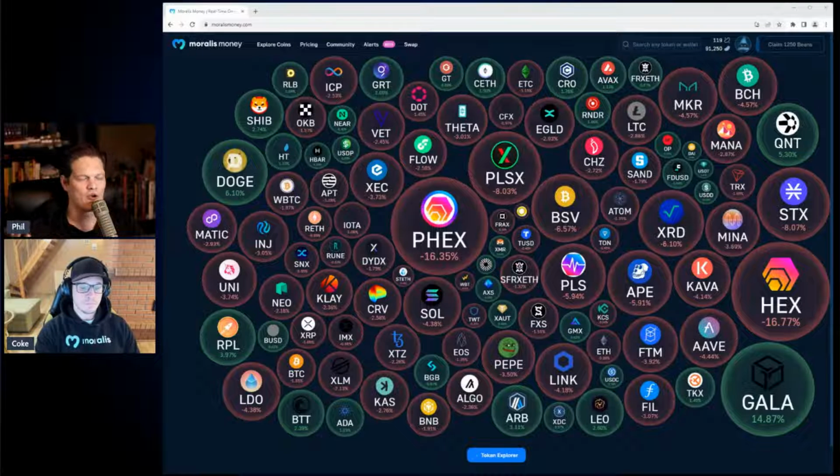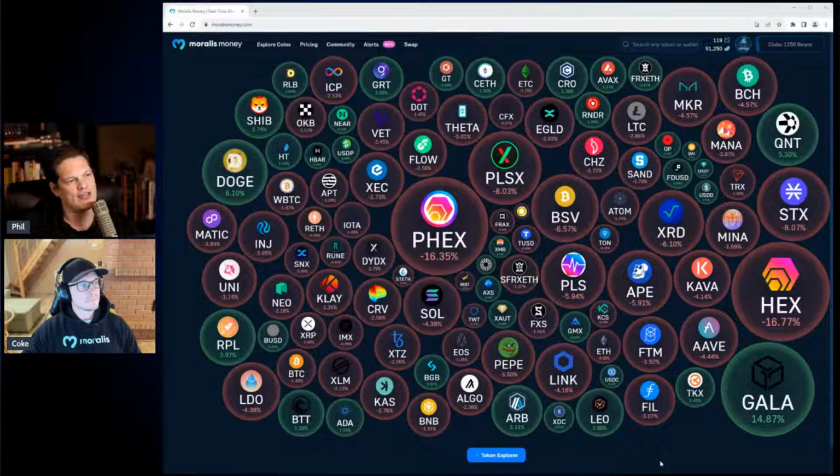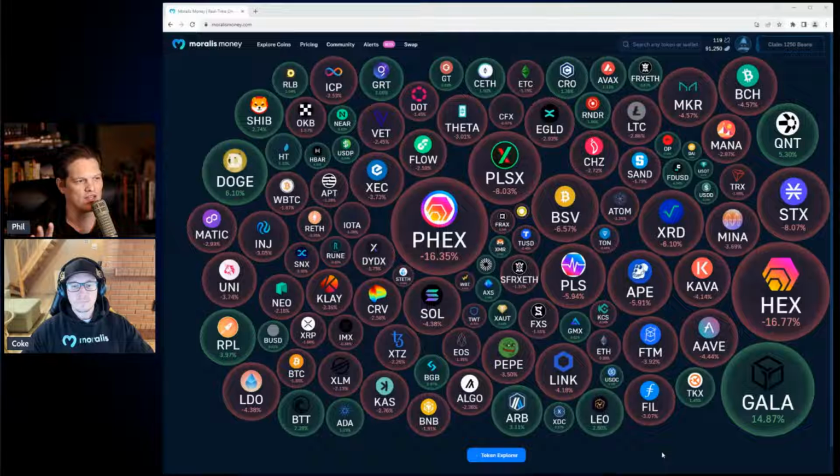But of course, when we're using Moralis Money, we're here to do more than just look at the current state of the top 100 coins. We're looking for new actionable assets that are maybe a bit deeper in the market or harder to find. Coke, can you show us some ways that we can start to explore some of these other coins using Moralis Money, maybe some that aren't showing up on this first page here?